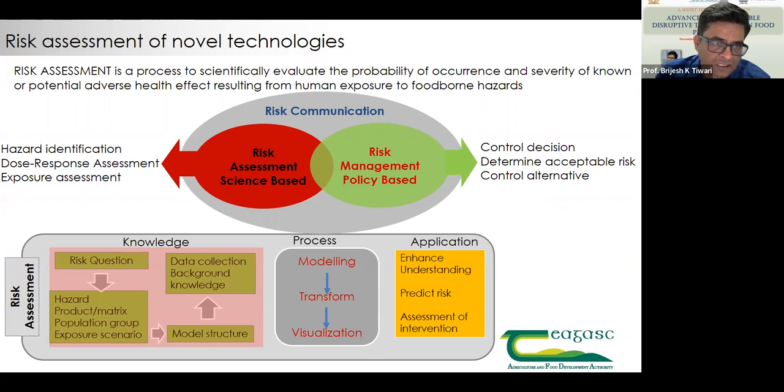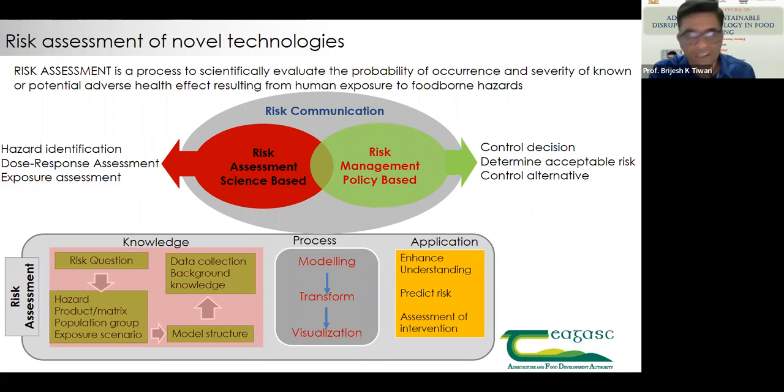So risk assessment knowledge includes the risk question, hazard, product and matrix, population group, exposure scenario, model structure, data collection, and background knowledge. So risk assessment is a revolving process for any given technology. That is one of the main reasons why certain technologies are still not allowed to be used commercially. For example, high pressure is allowed commercially if your objective is not to prove that it will improve the food safety profile. That's what the European Food Safety Authority or the Food Safety Authority of Ireland come up with. If you say you're using high pressure to improve the process efficiency, that's perfectly fine.